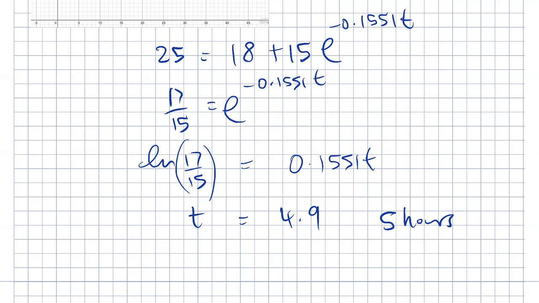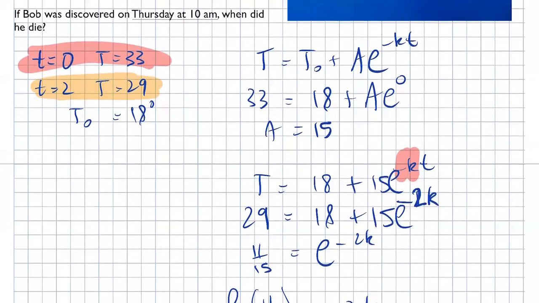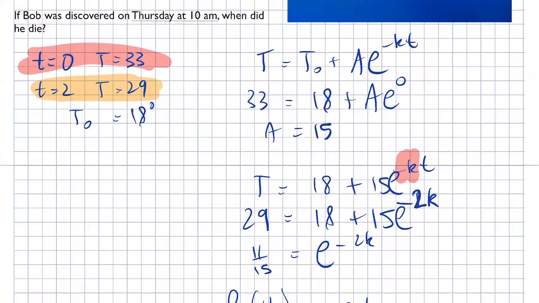Now the last one, this one is actually used in forensics to calculate time of death. So if there's been a murder, then this is the kind of thing that can be done to calculate the time of death. And it says if Bob was discovered on Thursday at 10 a.m., when did he die?